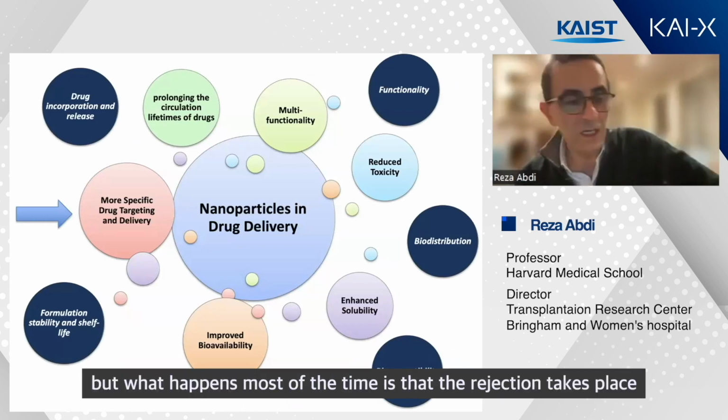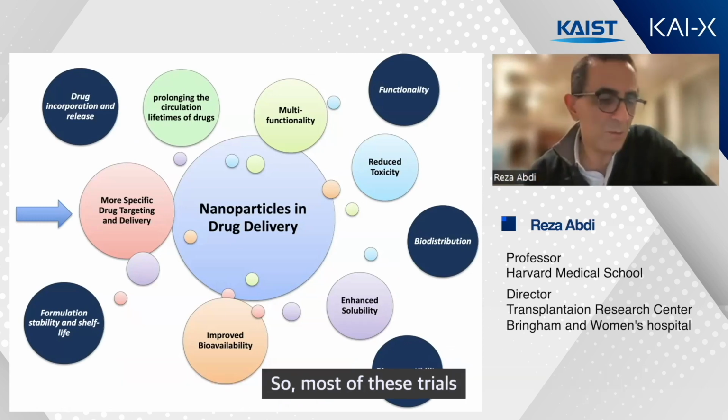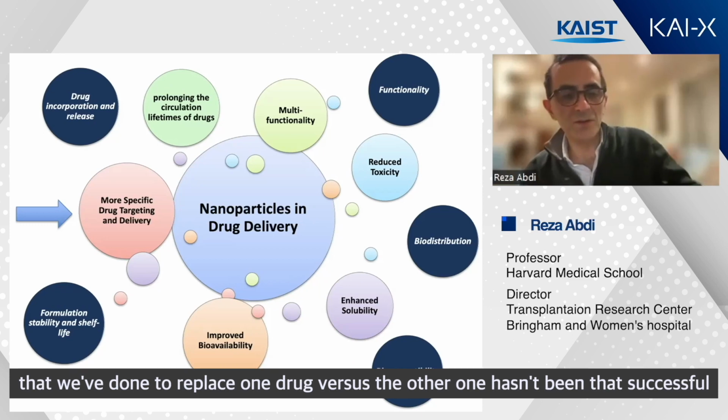So, typically in a clinical setting, what we do is cut down the immunosuppression to try to reduce the toxicity. But what happens most of the time is that rejection takes place. So most of the trials that we've done to replace one drug with another haven't been that successful.